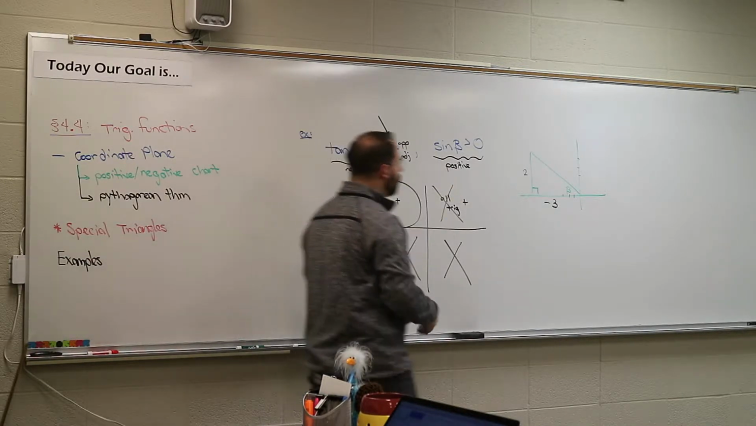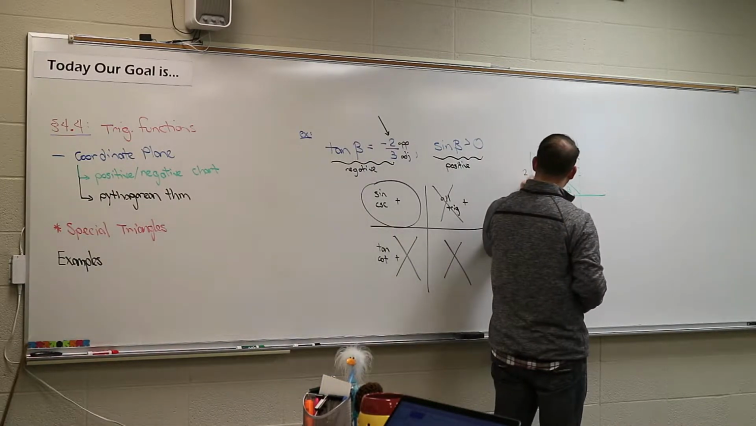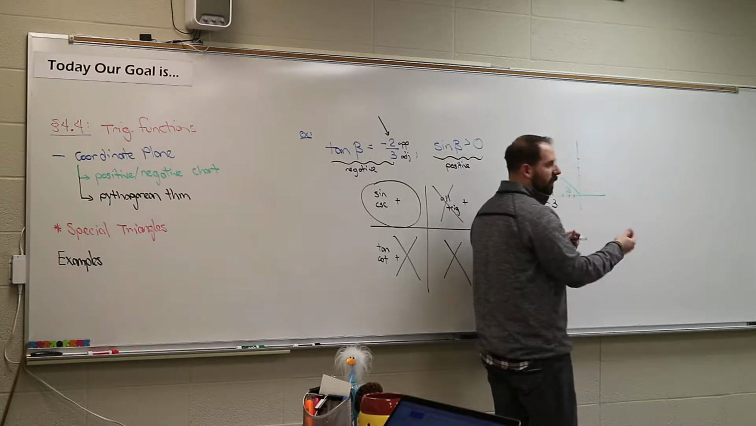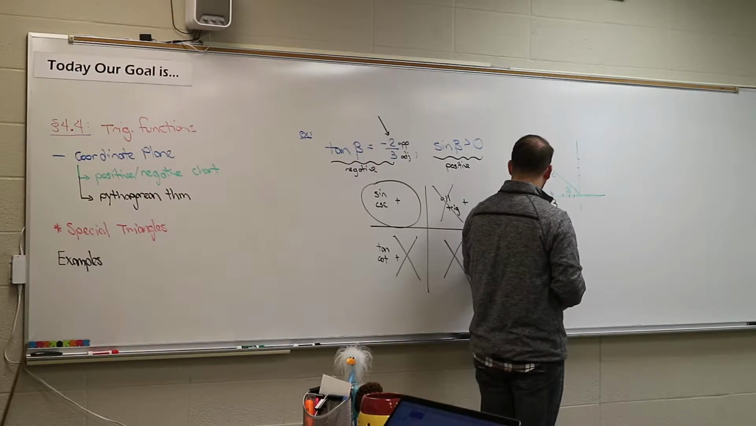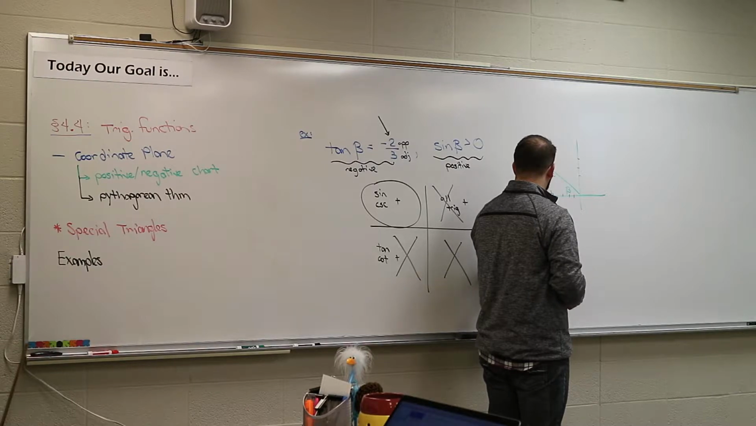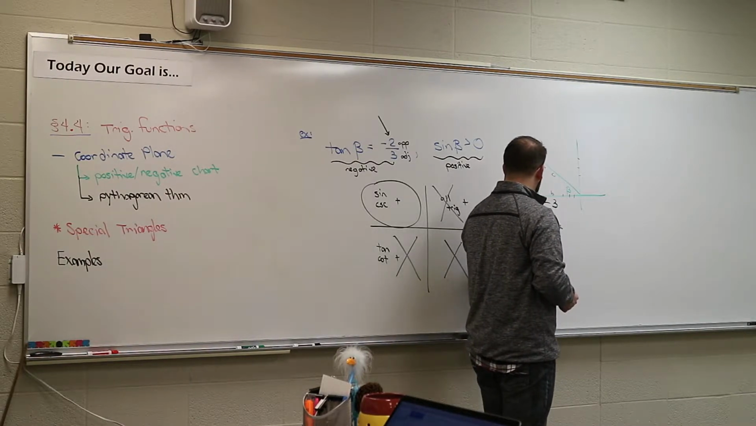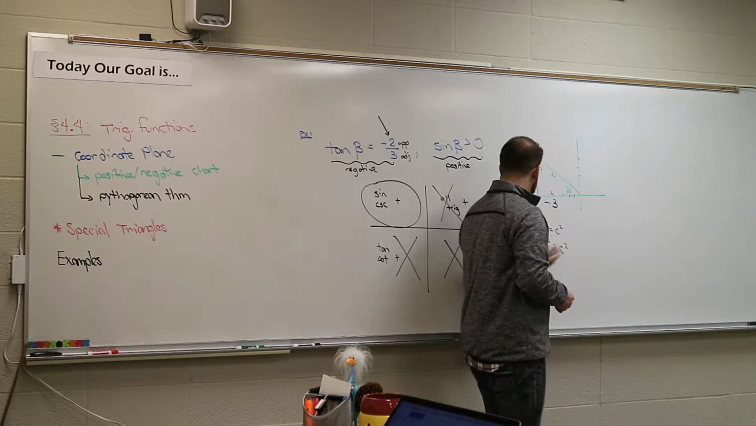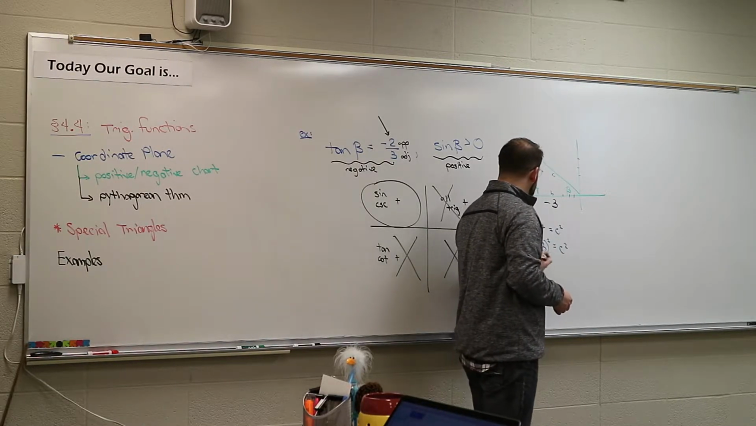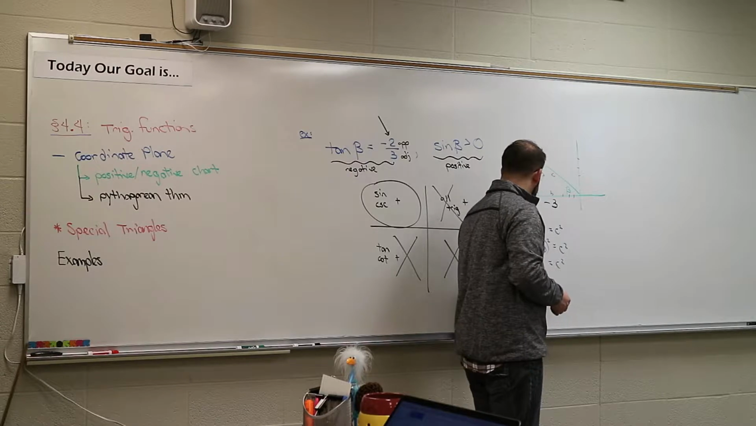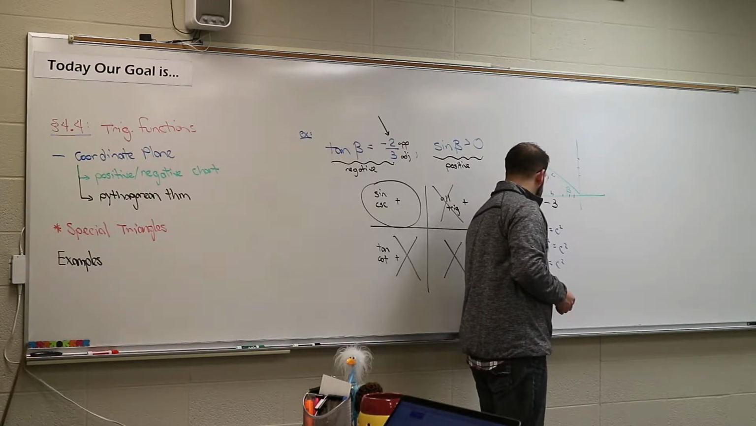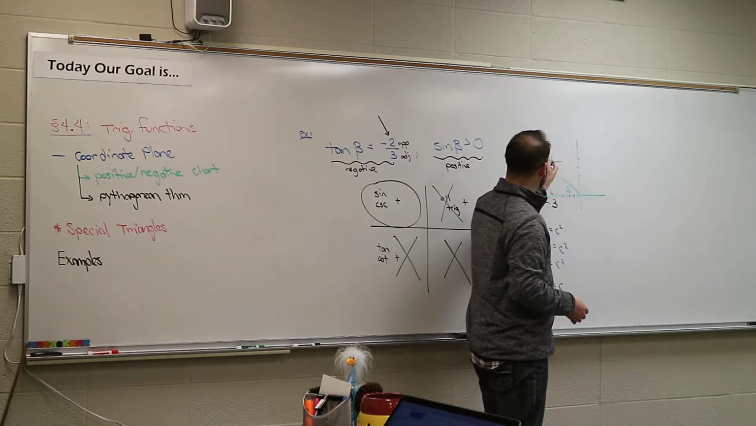So this is A, this is B, and this is C, so I'm going to do the Pythagorean theorem. A squared plus B squared equals C squared. This is 2 squared plus negative 3 squared equals C squared, which is 4 plus 9 equals C squared, which is the square root of 13. Let's see what that is. And that you can leave right here.